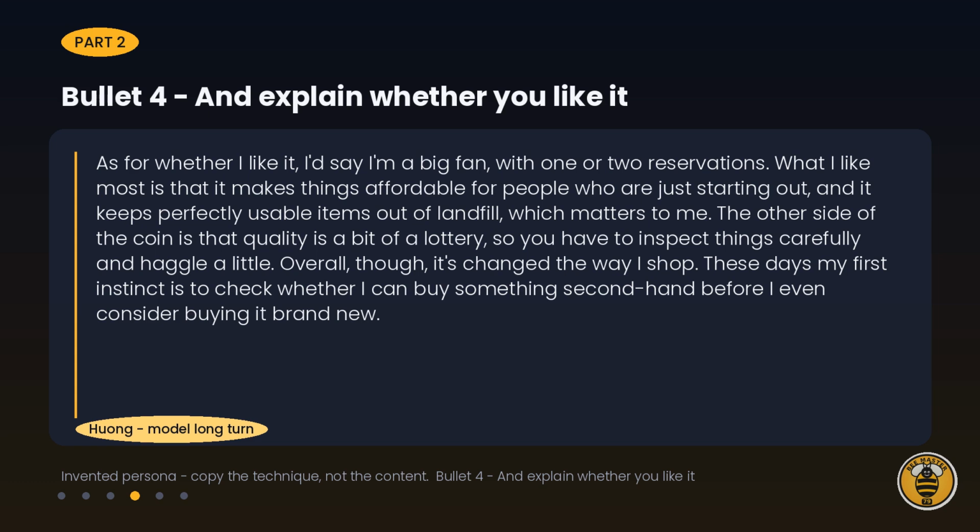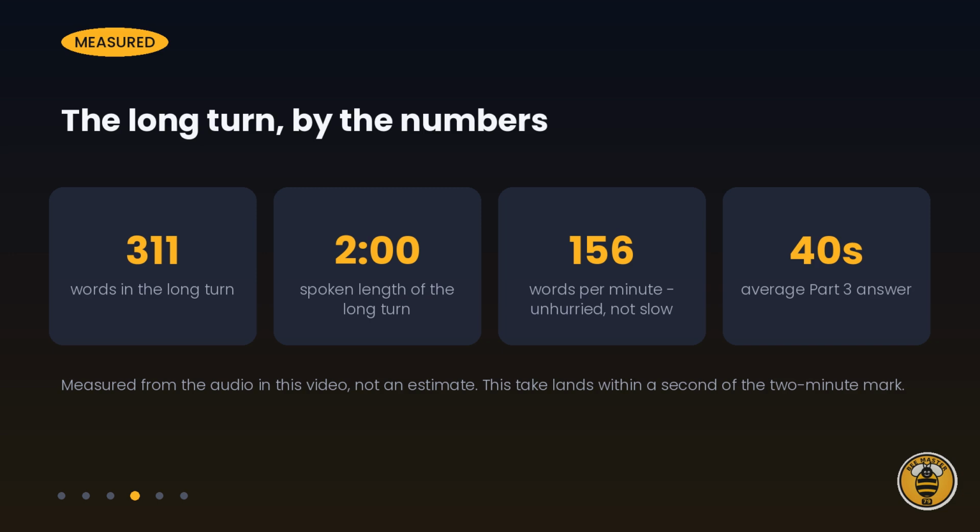These days, my first instinct is to check whether I can buy something secondhand before I even consider buying it brand new.